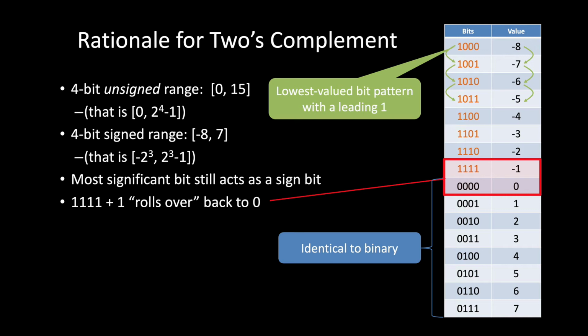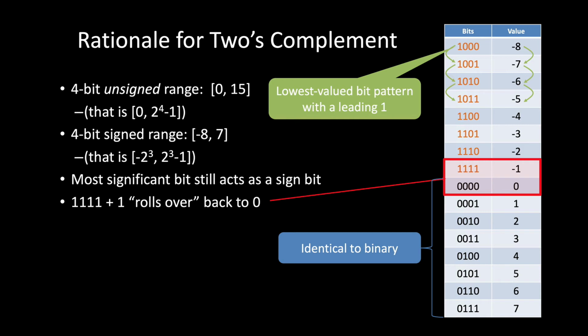When you get to all 9s on the odometer, it rolls back around to 0. Well, when you add 1 to the last bit pattern of 1111, it rolls back around to all 0s. But notice this isn't as much a special case as it is just a convenience of how the math works out. So if you see a number in 2's complement form, how do you interpret it? How do you convert it to decimal?